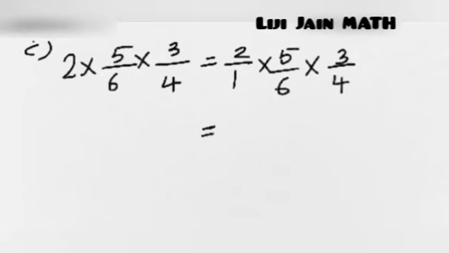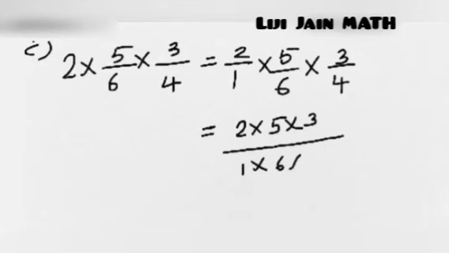Now, what is the product of these fractions? Yes, product of the numerators by product of the denominators. Which are the numerators? 2, 5 and 3 are the numerators. Which are the denominators here? 1, 6 and 4 are the denominators.